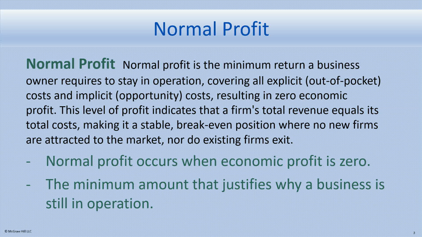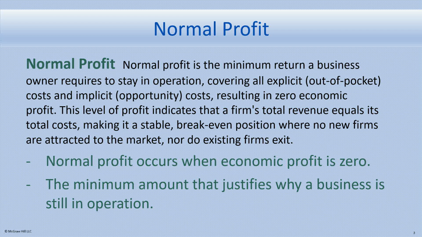So that's the idea we're going to think about as entrepreneurs today. You're leaving a nice, sure salary, you're going into a new enterprise. So that normal profit is the minimum return you're looking for before you say, hey, I made a stupid decision here, okay? So it's the minimum return a business owner requires to stay in operation. It covers all explicit out-of-pocket costs and implicit opportunity costs, resulting in what we'll call zero economic profit.